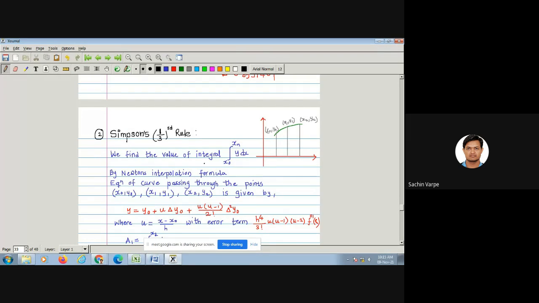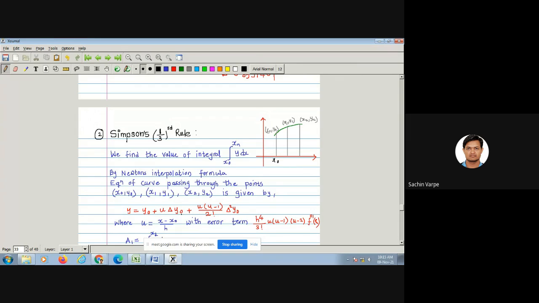Second numerical integration technique, Simpson's 1/3 rule. So we find the value of the integral of y dx from x0 to xn. This is x0, and this is xn. Here it is x2. By Newton's interpolation formula for the equation of the curve passing through 3 points, x0, y0, x1, y1, and x2, y2, we can write: y is equal to y0 plus u delta y0 plus u into u minus 1 upon 2 factorial delta square y0.